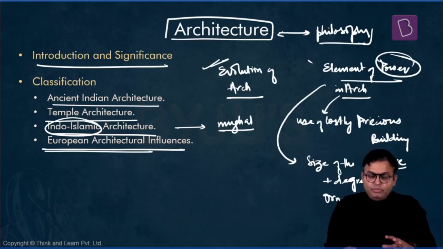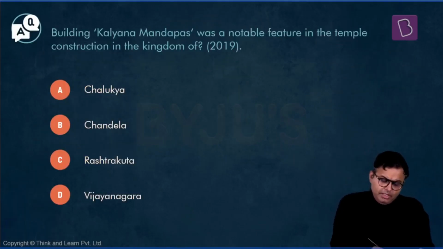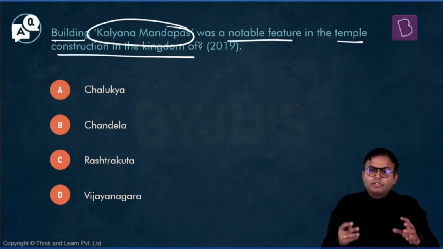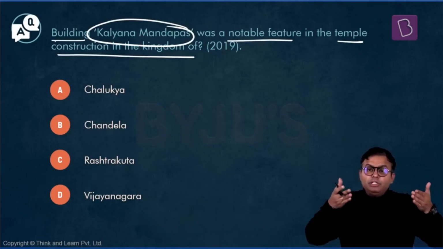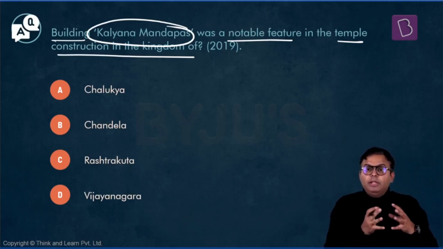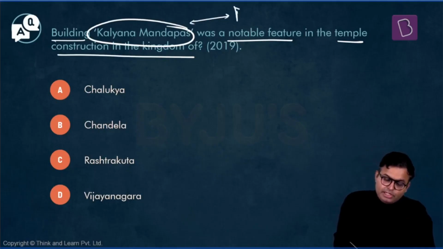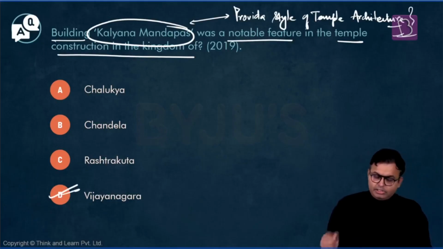Again, as I say, we will be covering most of the important and standard topics and leave it only to you to cover the cultural aspect. Building Kalyan Mandapas was a notable feature of temple construction in the kingdom. Kalyan Mandapa is a distinct structure where the union of the male and female deity used to happen during the Mahanavami festival. This is something we associate with the Provida style of architecture, the temple style associated with the Vijayanagar kingdom.